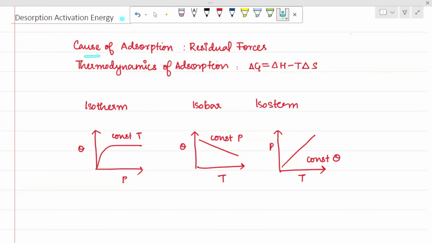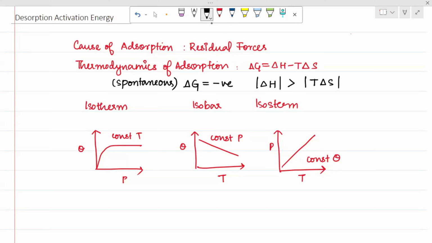We discussed what the causes of adsorption are. We said that the only cause of adsorption is the residual forces. The thermodynamics of adsorption is governed by delta G equals delta H minus T delta S. If adsorption should happen spontaneously, delta G would be negative. And for it to remain negative, the modulus of the enthalpy, as it is exothermic, should be greater than the modulus of T delta S.